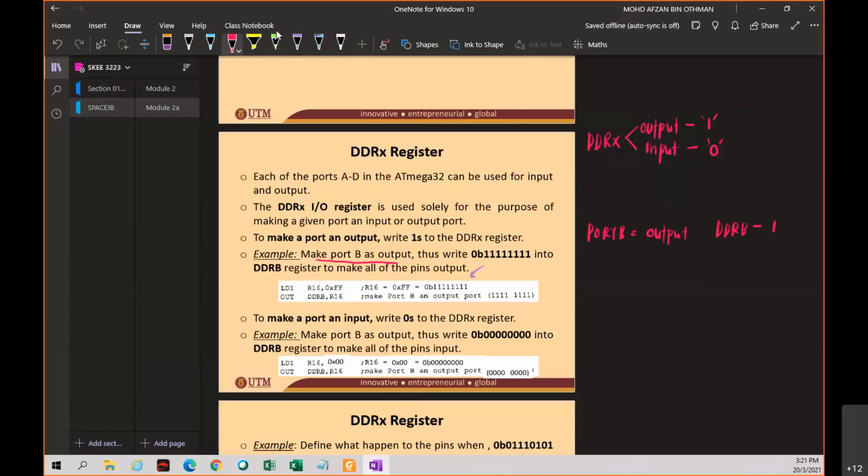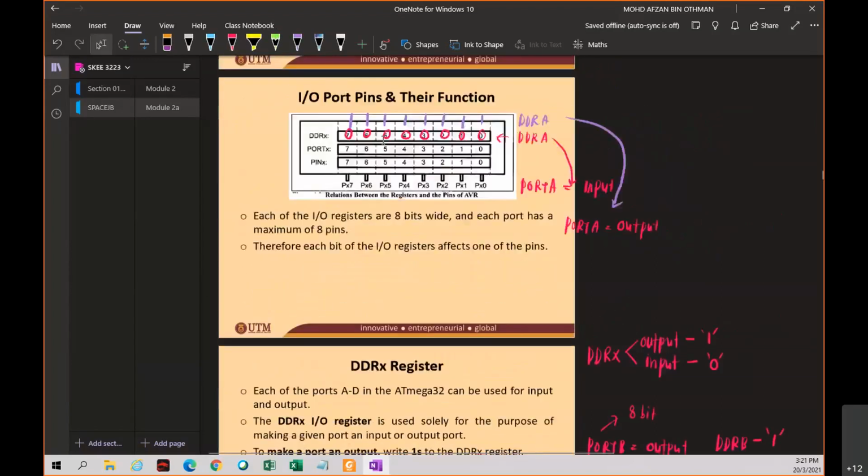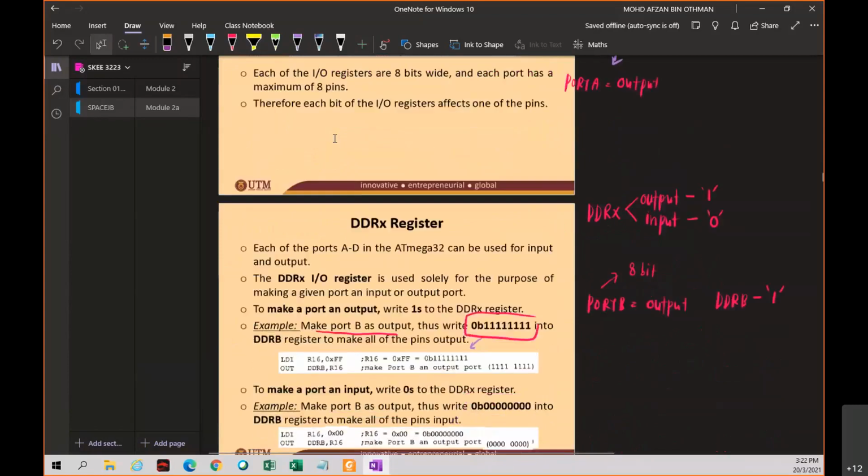Okay, kamu kena letak 1. Okay, since kita punya port B ni ada berapa bit? Port B kita ada 8 bit. So that's why kita kena hantar this value here, 1111. Okay, which is kita kena letak 11111111 dekat kita punya DDRB.